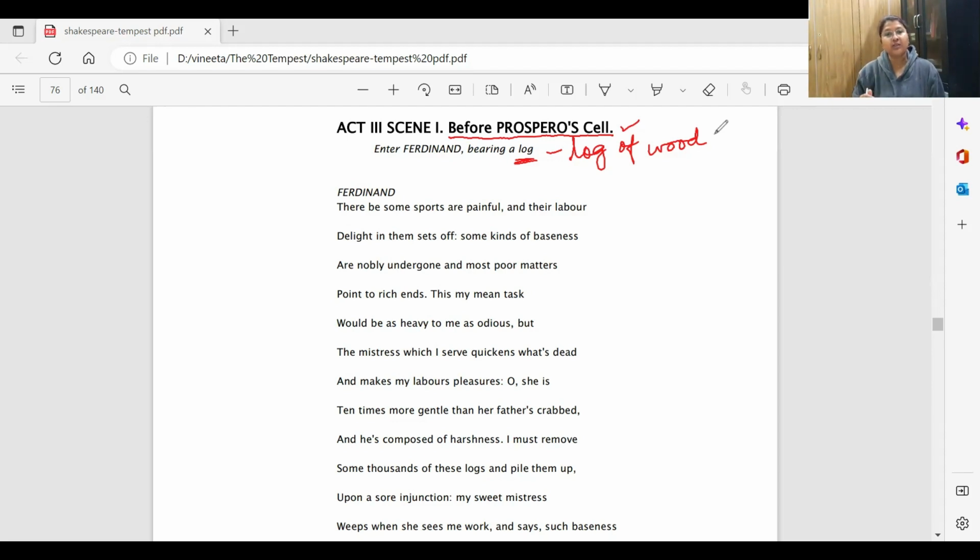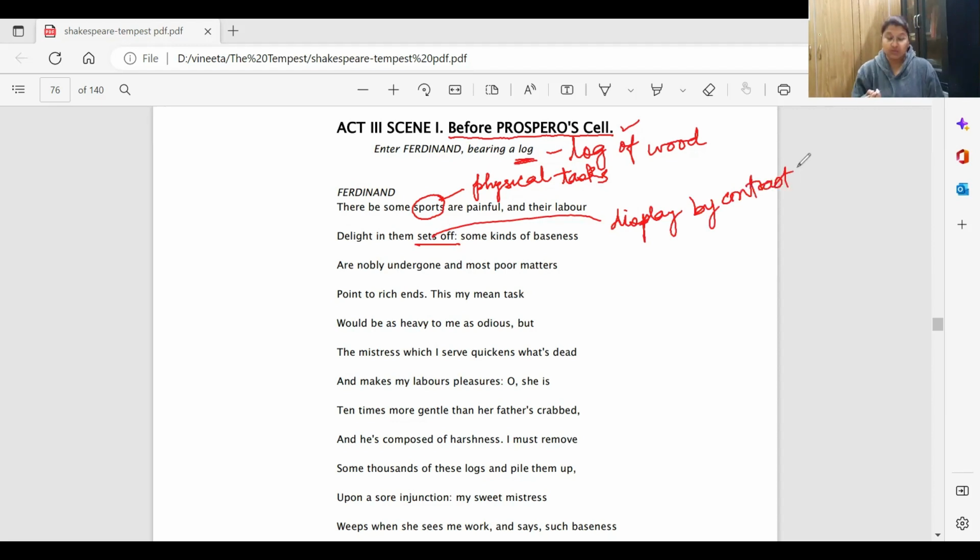At this time, when he makes this speech, it's a soliloquy because he is talking to himself. In this speech, he is bearing a log of wood in his hand. Ferdinand says, "There be some sports are painful, and their labor delights in them sets off." Sports here refers to physical labor. There are some physical tasks, laborious tasks, which are painful, and their labor, delight in them, sets off. Sets off means display by contrast. The happiness that we get in the labor of these physical tasks is displayed by contrast.